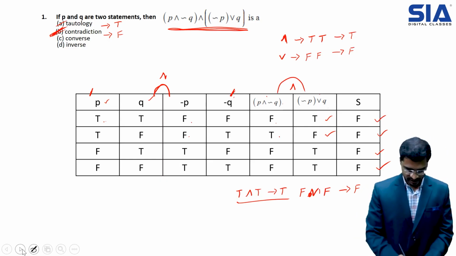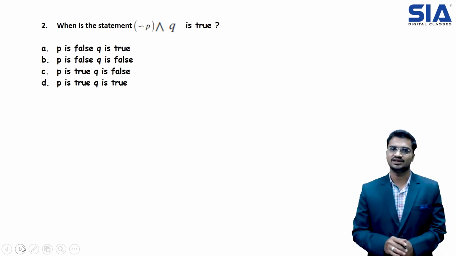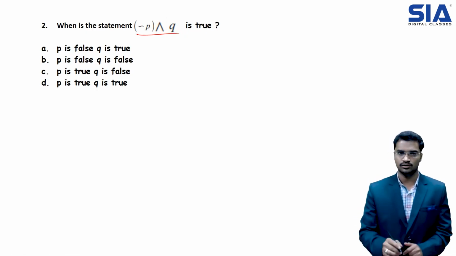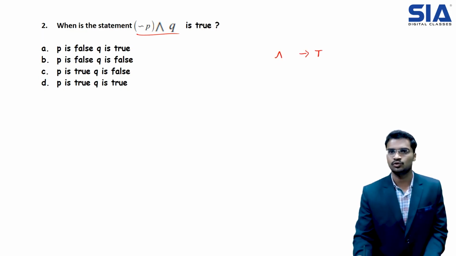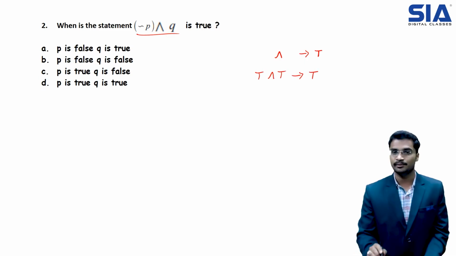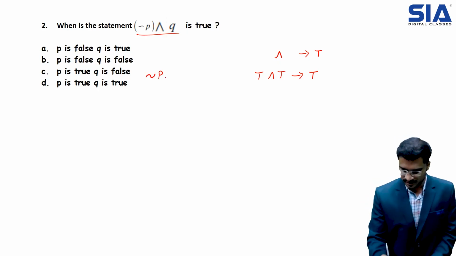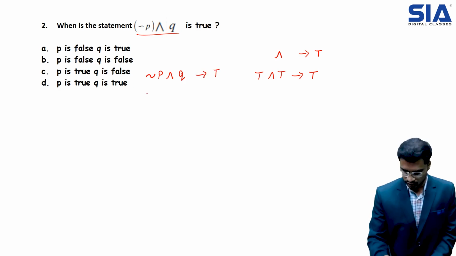Okay. Now coming to the next question: when is the statement negation P and negation Q true? Here he is asking when this particular statement is true. We know that AND is true if and only if both the statements are true. So if both the statements are true, then this complete statement is true. So we can say that negation P and negation Q is true when negation P is true and negation Q is also true.